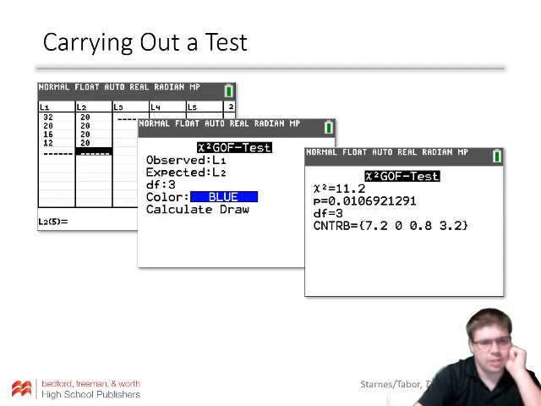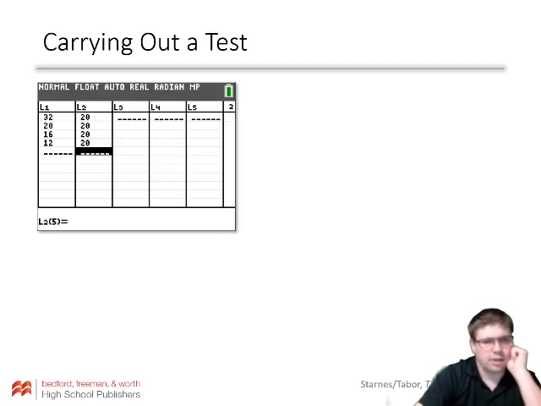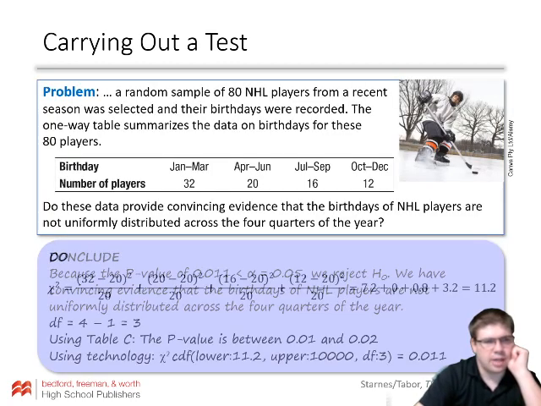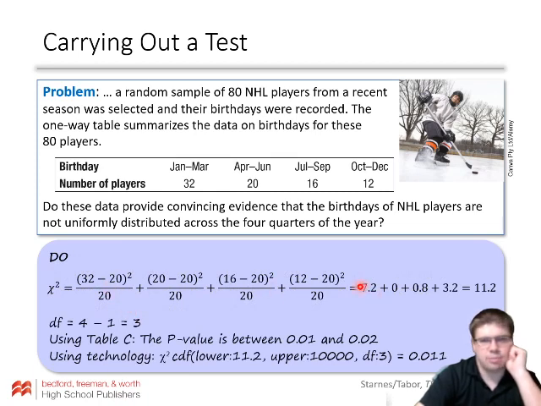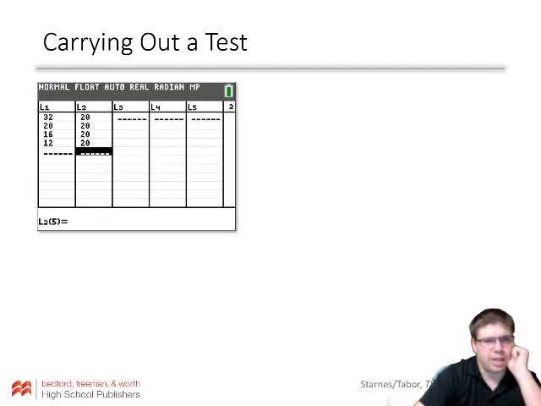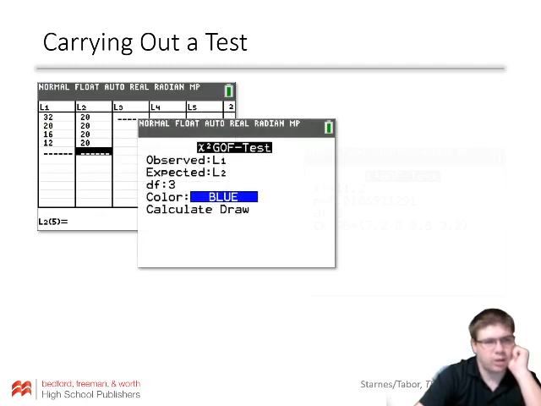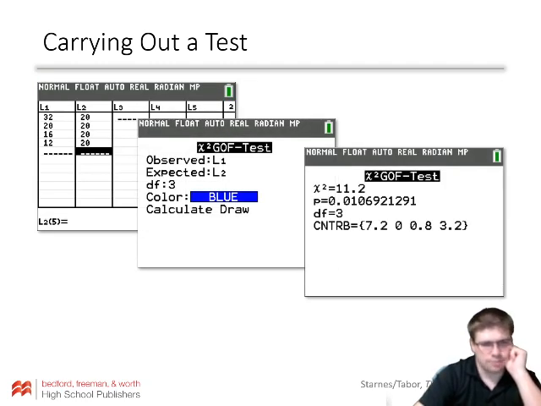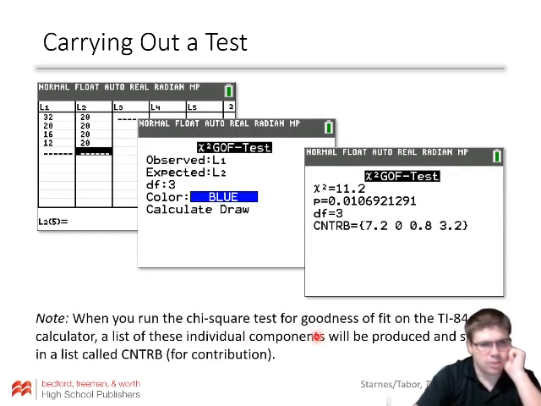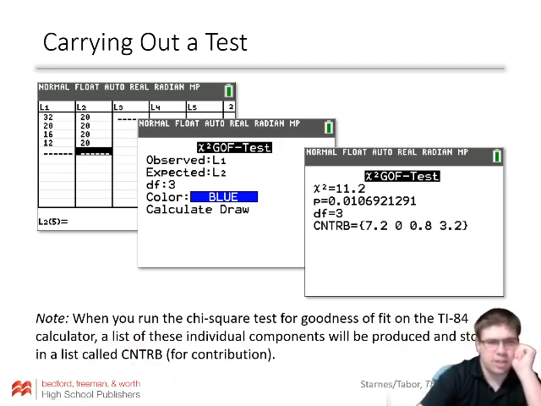So that's 7.2. If we go way back here, it is what we got in this part right there. So the 7.2, the 0, the 0.8, and the 3.2. That's what our calculator tells us when we run that chi-square goodness of fit test. So that's nice. Note when you run the chi-square test for goodness of fit on the TI-84 calculator, the list of individual components will be produced and stored in the list called contribution. That list is in your calculator now, under second list.